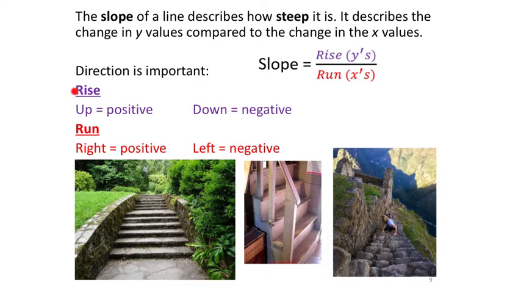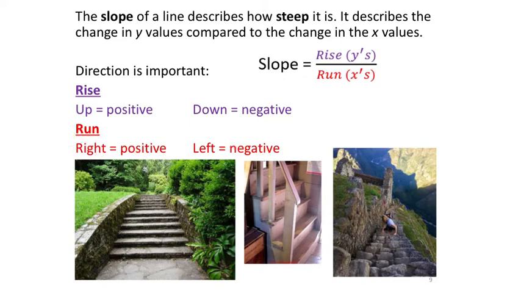Direction is important. For rise, which is either up or down, if you go up, then you're looking at the positive direction, right? Just like we saw in the number lines. If you go down, that's the negative direction. Well, the run is the same thing, but it's horizontal. So right would be positive, left is negative.